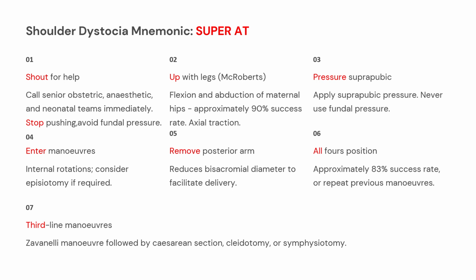Sixth, all four position. This approximately has an 83% success rate, failing which you could either repeat all the maneuvers or move on to the third line maneuvers, which are very rarely used: Zavanelli maneuver, which means positioning the fetal head back into the vagina, followed by cesarean section to deliver the fetus, or the cleidotomy or symphysiotomy.